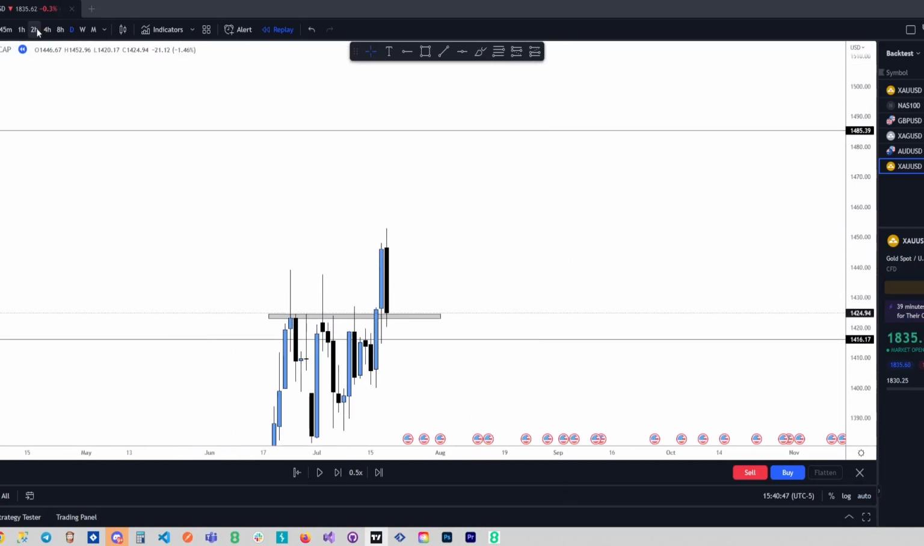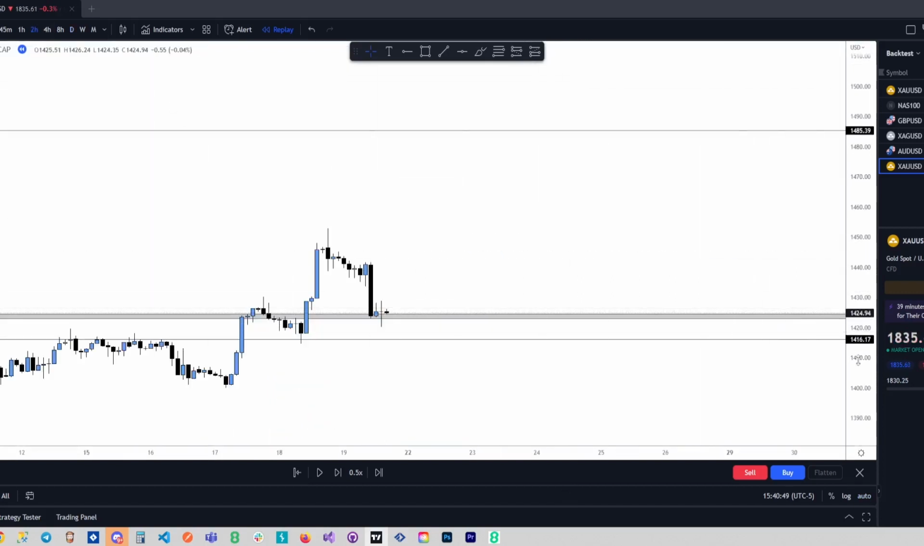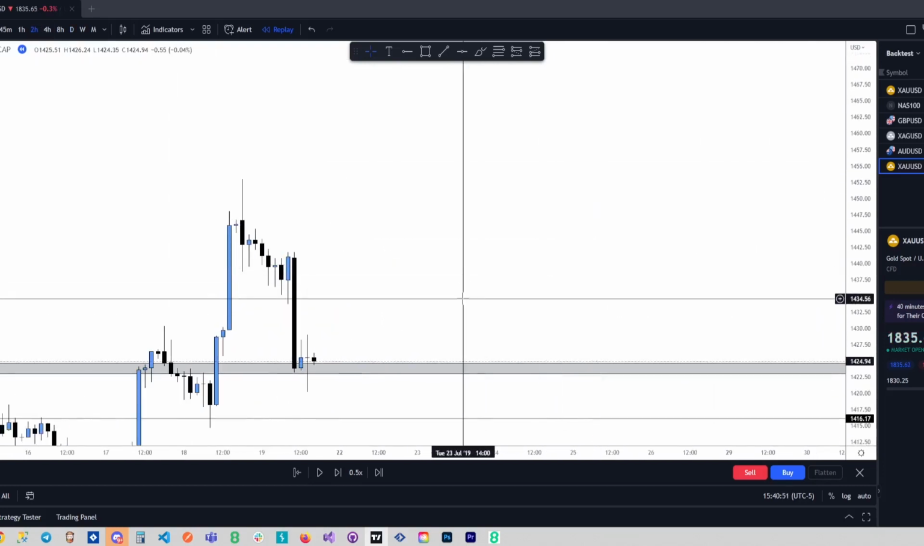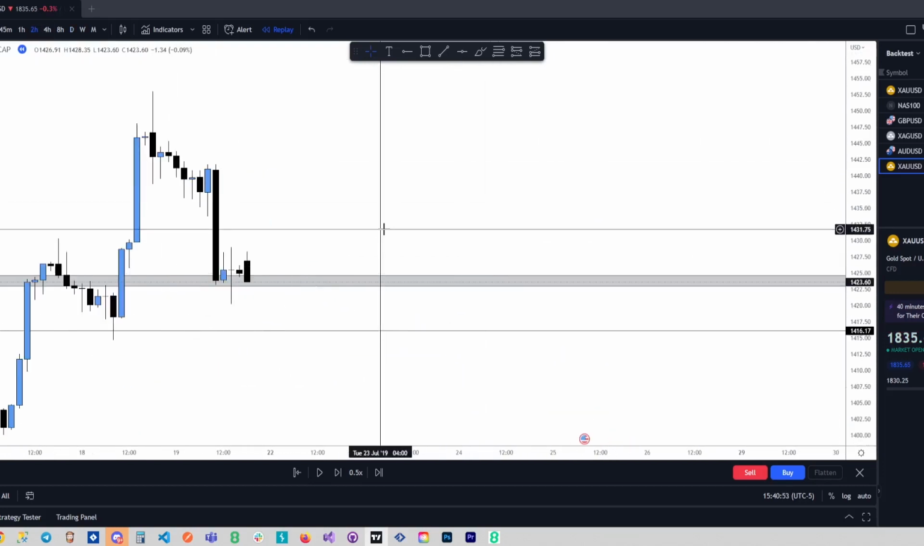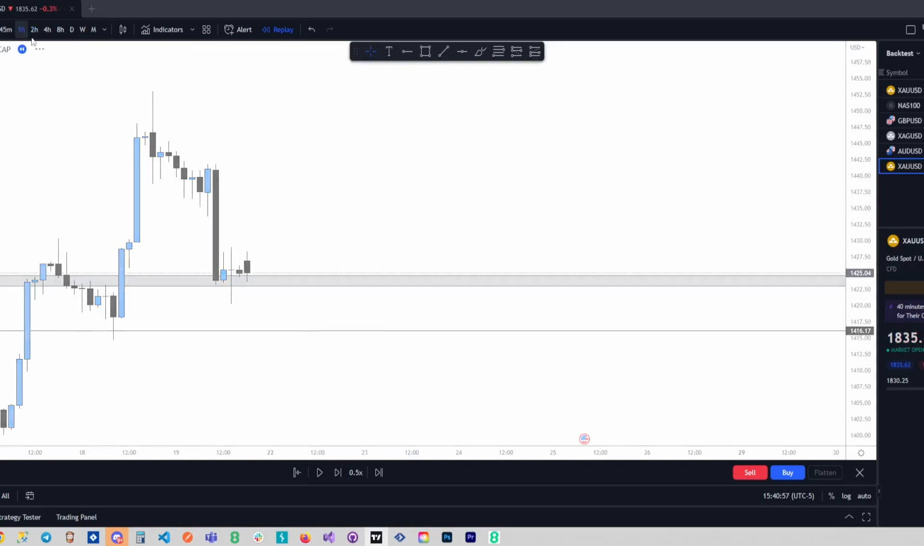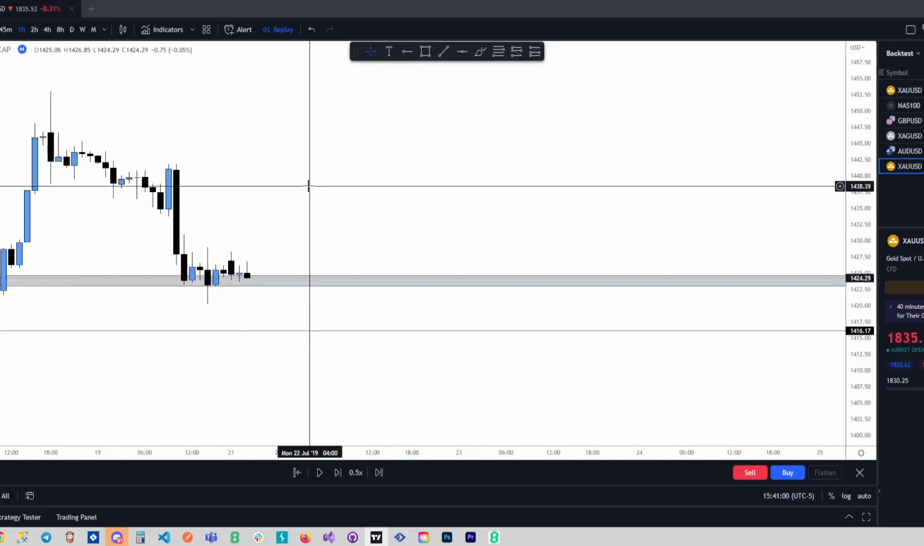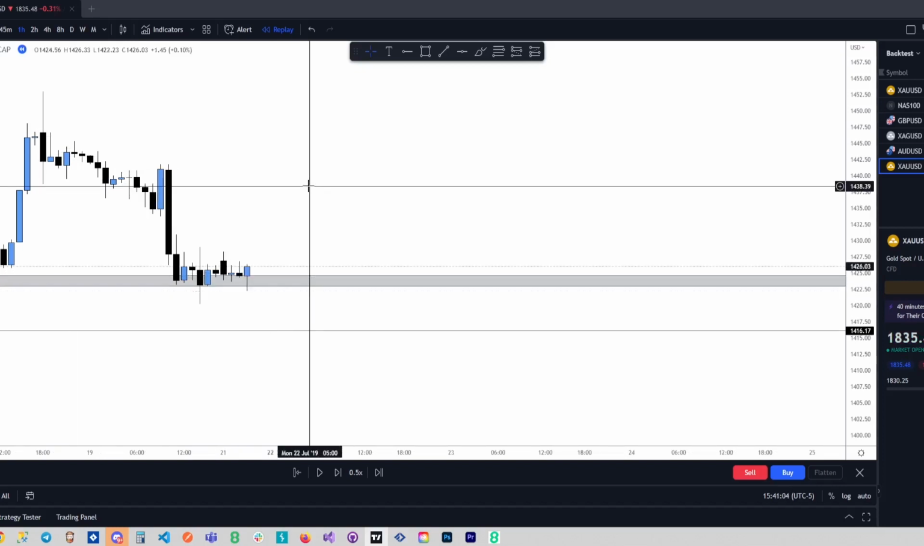There we go. Beautiful retest. Very next candle. That's what I like to see. Right, we're currently at the zone. Let's see if we get the setup. No. 1 hour, 2 hour. 1 hour, 2 hour setup. Let's see if we get a flip.